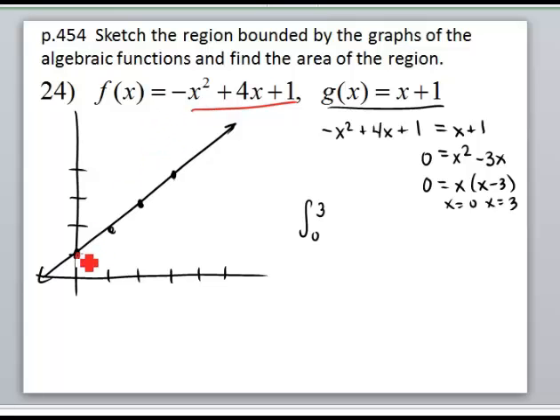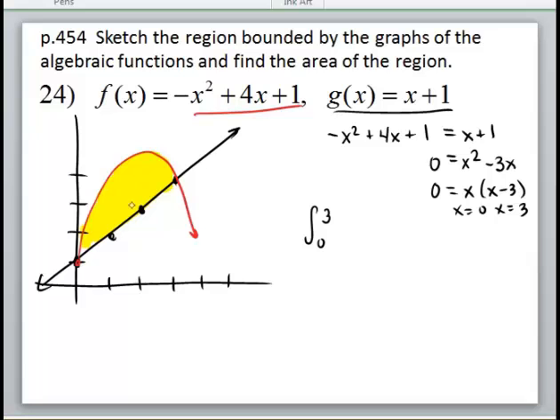It doesn't really matter how high it goes, just so you know. We just know it's going to intersect here. So I'm going to be finding this area, this region. I just created this graph. And the integral does go from 0 to 3.